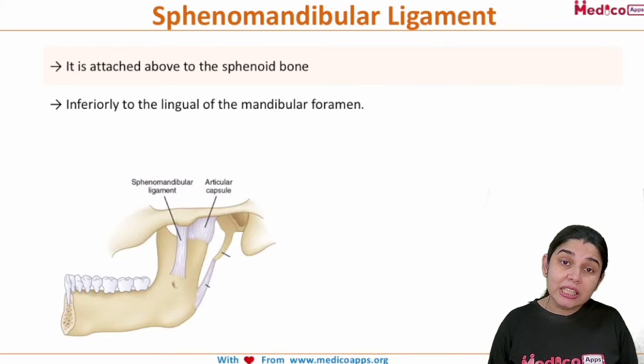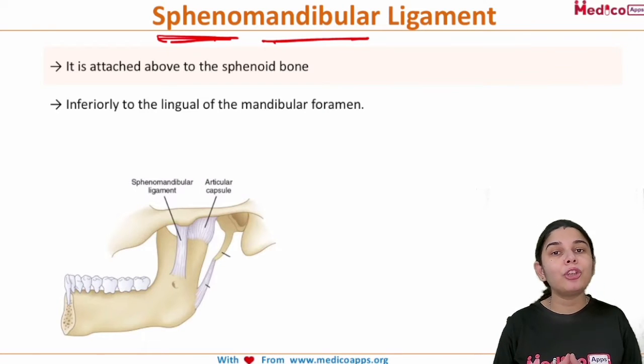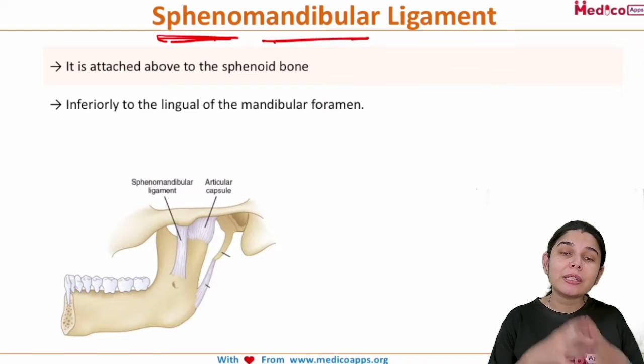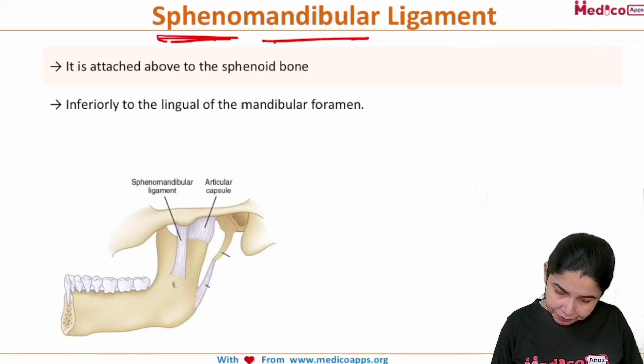So where are these attached? The sphenomandibular ligament. As the name suggests, spheno and mandibular. From here only you will get an idea. Spheno means that it is attached to the sphenoid bone. Now this is the sphenoid bone, and it is attached above to the sphenoid bone.